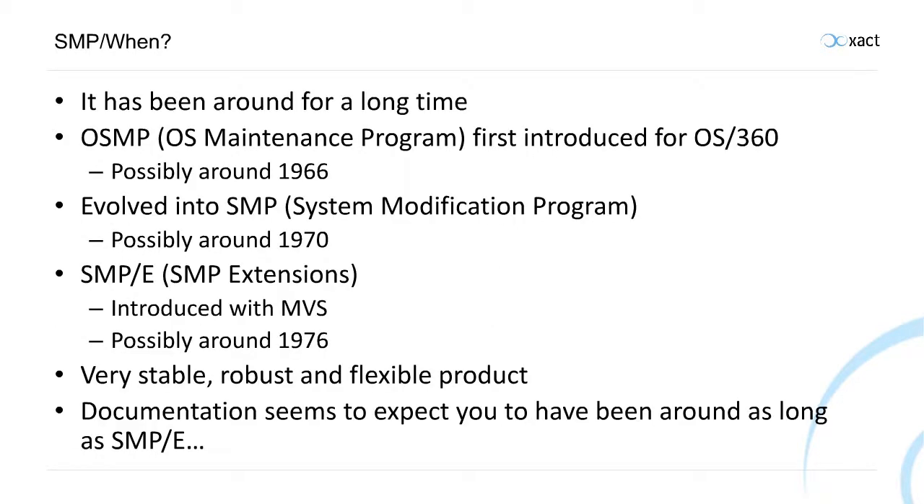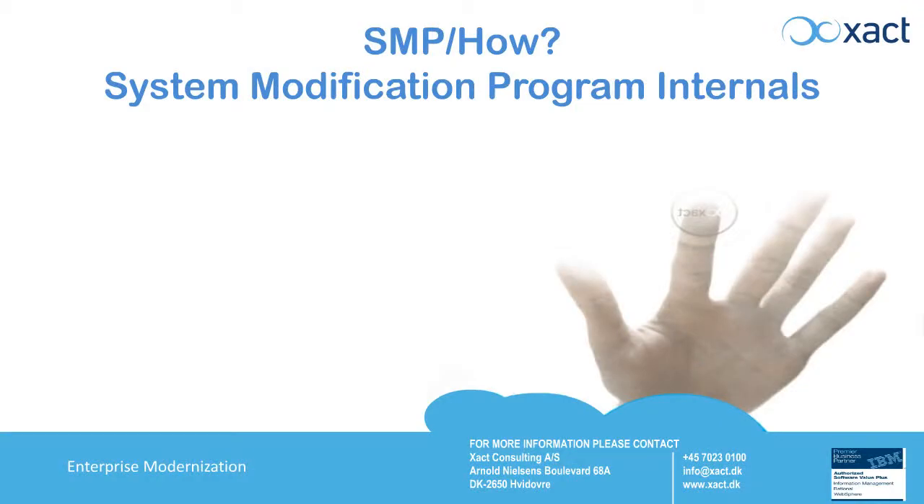System Modification Program Extensions is a product that has been around for a very long time. But it is still very much alive. It is part of z/OS, and it can handle everything from assembler modules to Java jar files. But the documentation is probably some of the worst in IBM. Now, let us dig into the internals of SMPE.